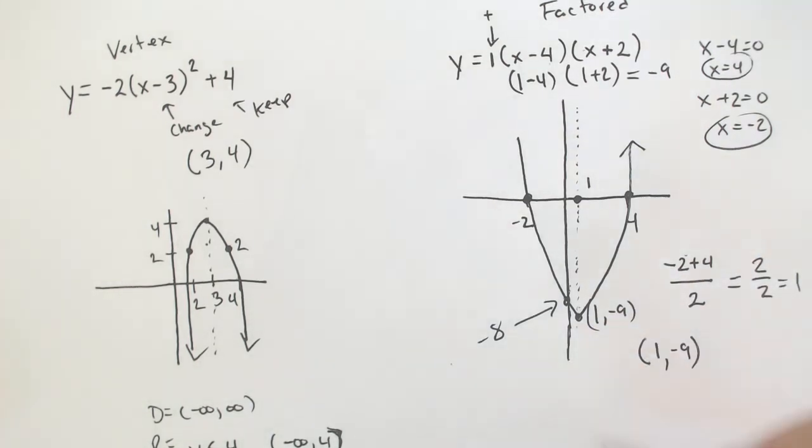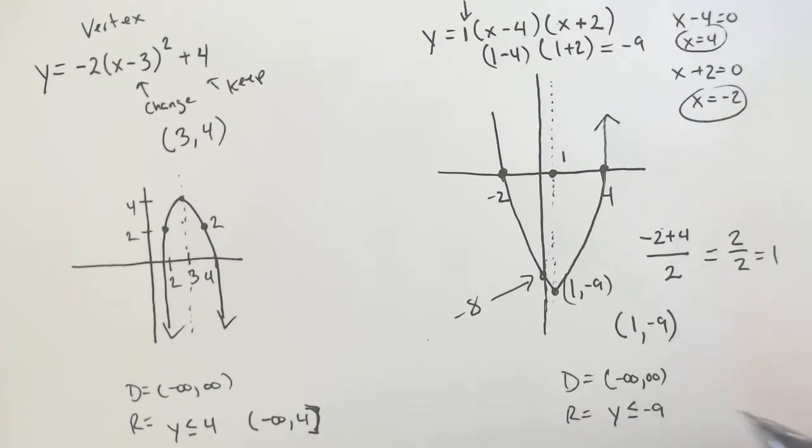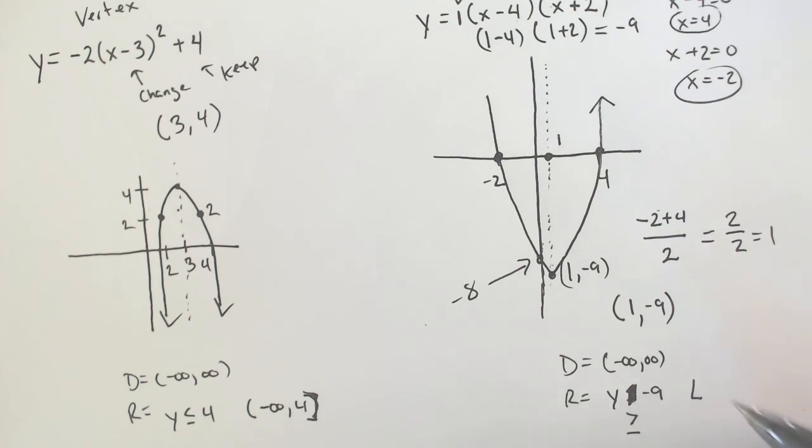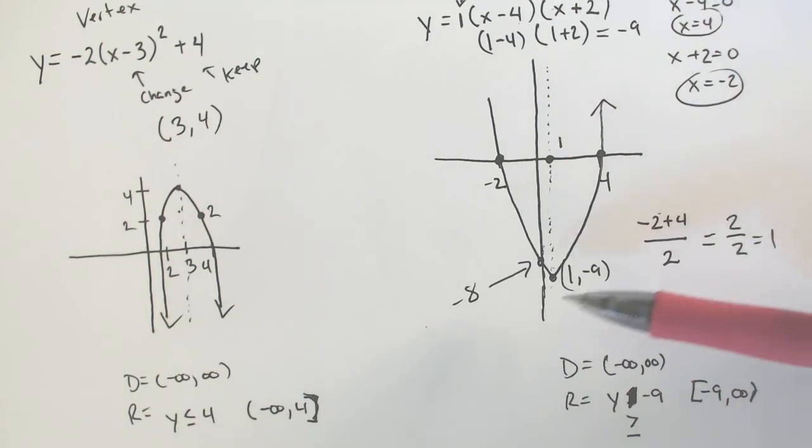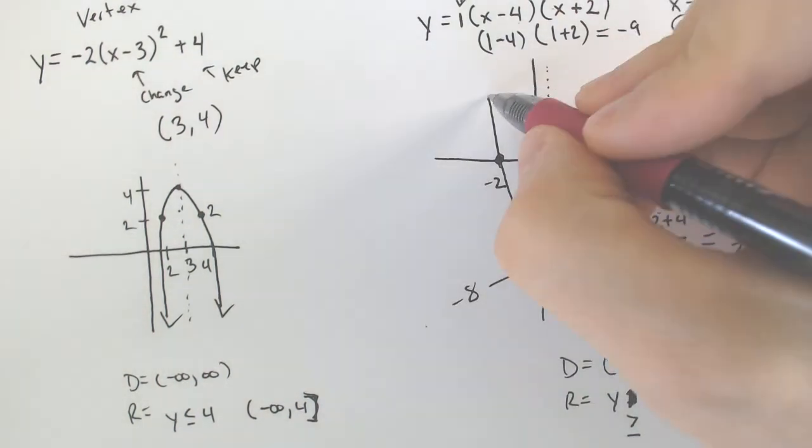Okay? Domain is all real numbers, negative infinity to positive infinity. The range is y is less than or equal to negative 9, or you could write from, oh no, it is not less than. It's going up from the negative 9. It's greater than or equal to negative 9. So you could say from negative 9 to positive infinity because it's going up from the negative 9.